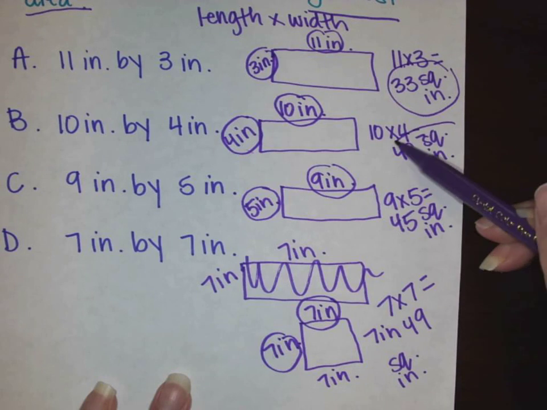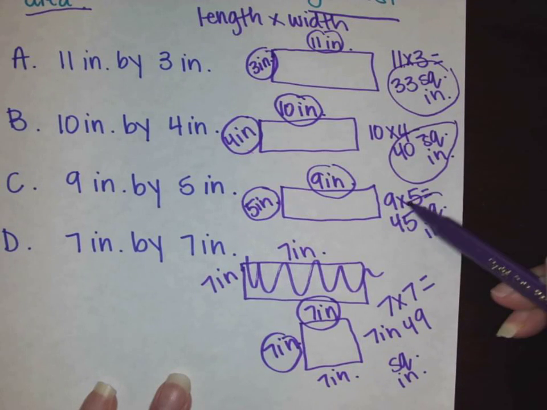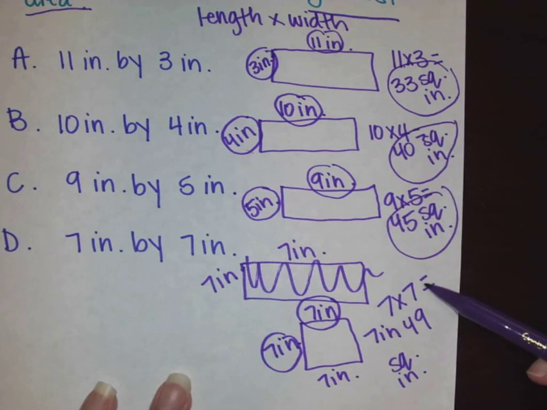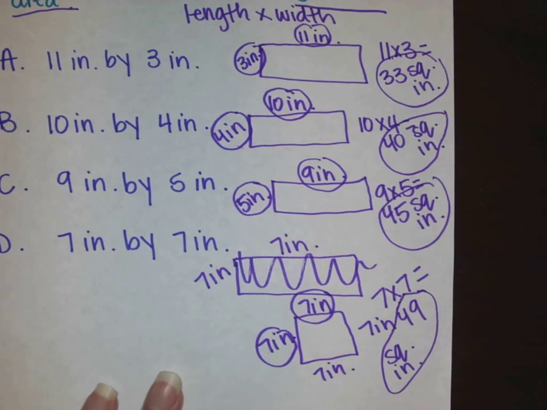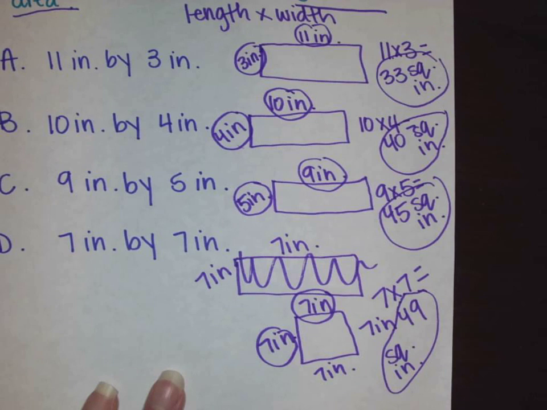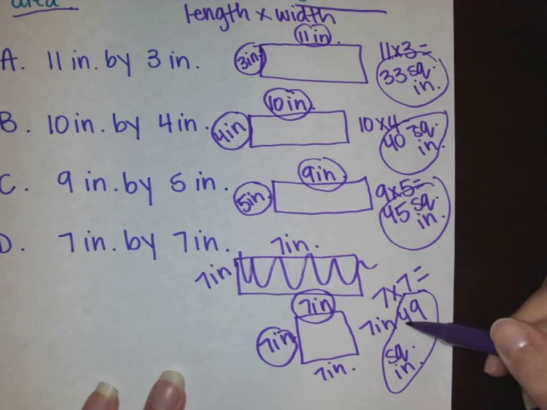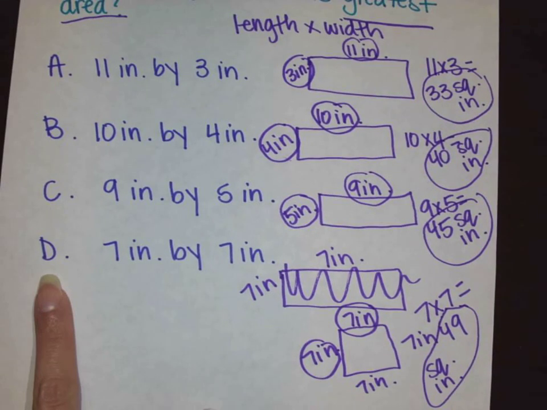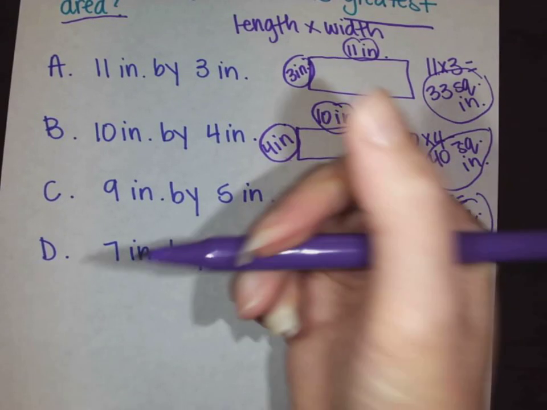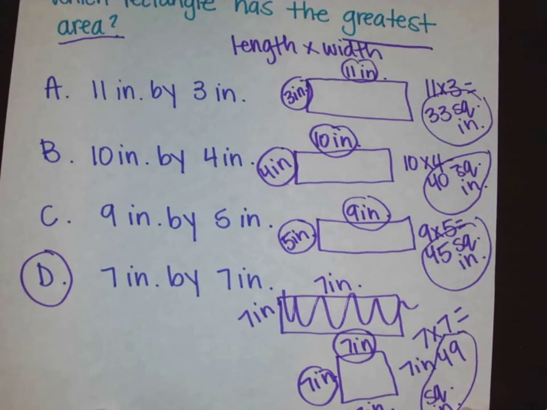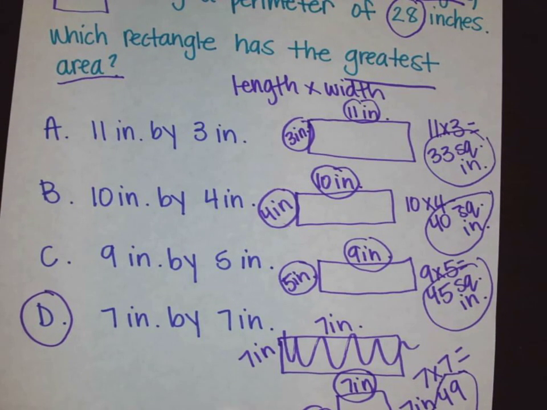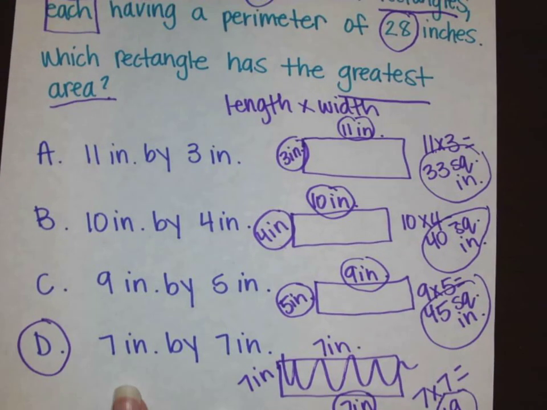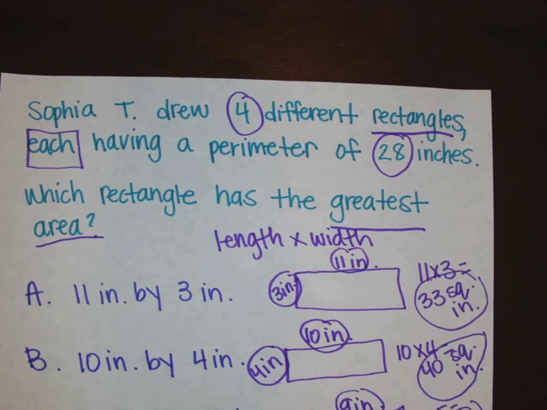So 33 square inches, 40, 45, and where's this? Oh, 49 square inches. So, boys and girls, which one's larger? 33, 40, 45, or 49? Which number is larger? The largest. 49 square inches, and that represents D. So that's why I would circle D. So this rectangle down here, choice D, is Sophia's rectangle that has the greatest area.